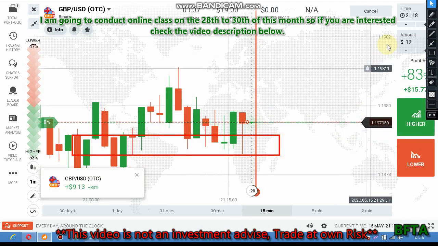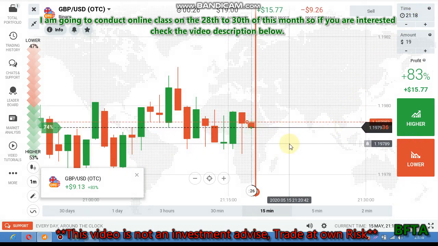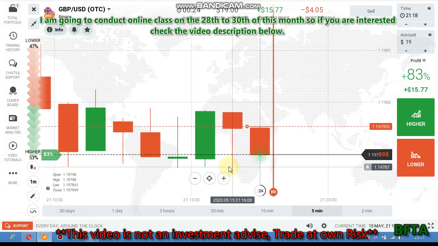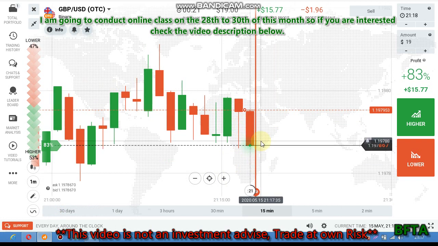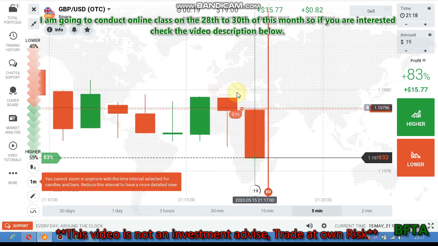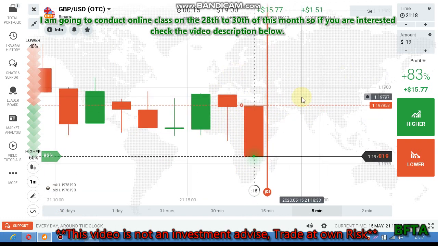I'm going to place put option. I place put option here because it's still far from the buyer's level. So the sellers again will enter on the next candle. You can see a hammer candlestick. So the sellers will enter on the next candle. So that's why I place put option.